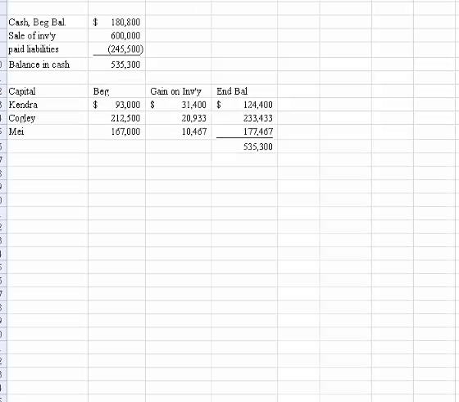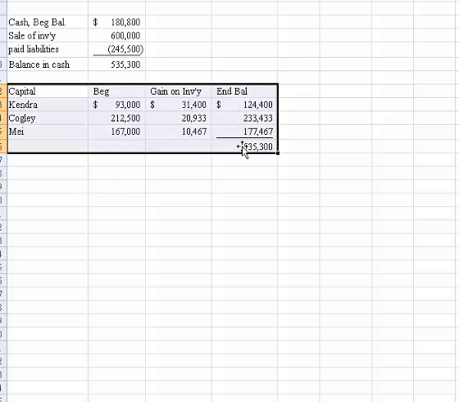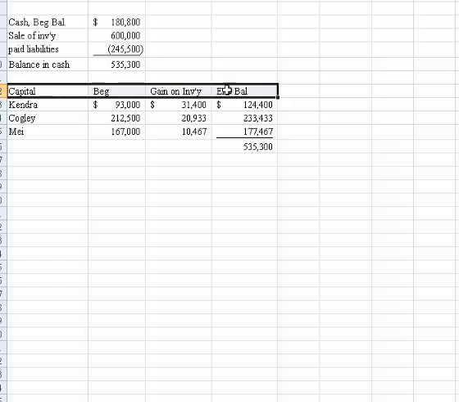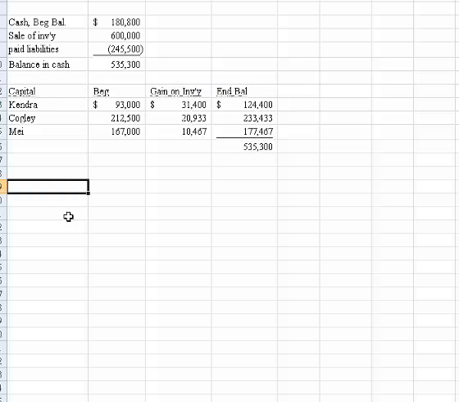Now what I've done is I've added this schedule down here, where we take what was given in the problem, the capital balance before we had our various adjustments, then the gain on the sale of the inventory which we allocated to the accounts, and so now we've got how that 535,300 actually flows to each person's account. And I'll just underline that so you can see the schedule a little bit more clearly.